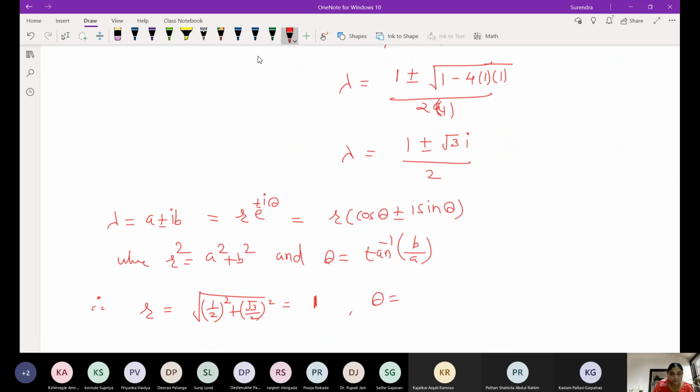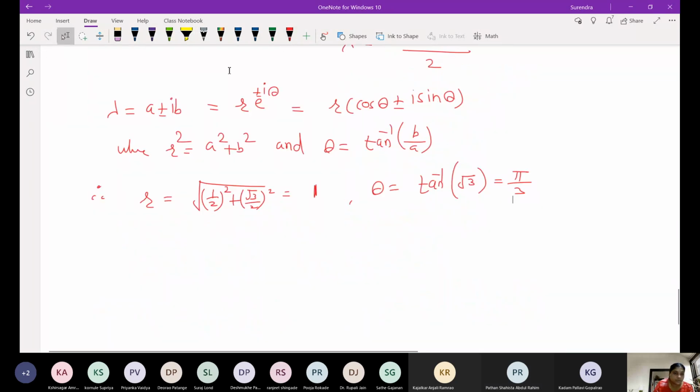And what is theta? Tan inverse of b by a. So under root 3. Root 3, what is that? It is pi by 3. Pi by 3. Okay. So therefore, what is my solution?